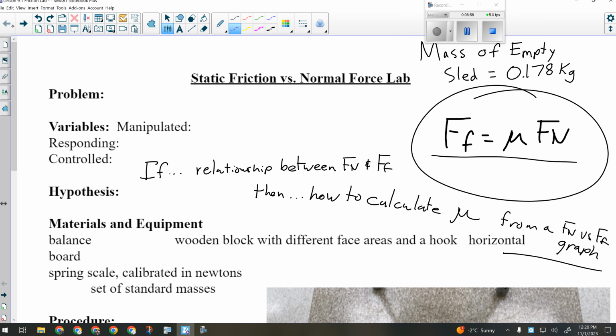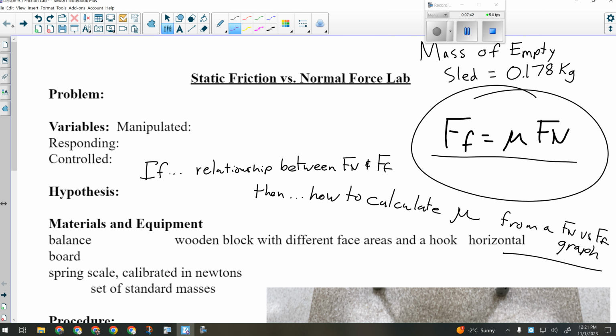And then how would you calculate mu from a graph of normal force versus friction? Now, in any graph, which variable goes on the x-axis? Manipulated or responding? Manipulated. Your manipulated variable always goes on the x-axis. That way you can see the effect on the responding variable, which would be on the y, of increasing your manipulated variable. That's why we do it that way.